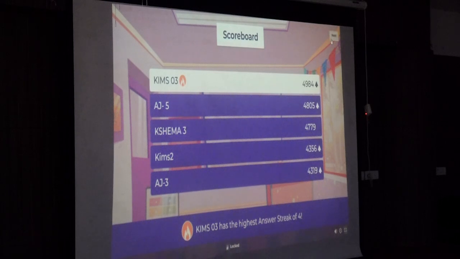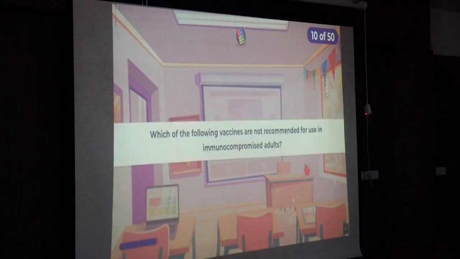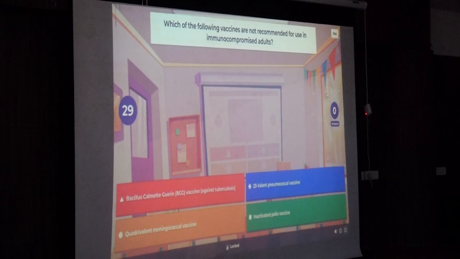So question number 10 on the screen for you. Which of the following vaccines are not recommended for use in immunocompromised patients? BCG, 23-valent pneumococcal, quadrivalent meningococcal, inactivated polio, which is not indicated in immunocompromised individuals. I think many of them should get it, no, Pritham? Yes, sir. Have they got it? We should see.